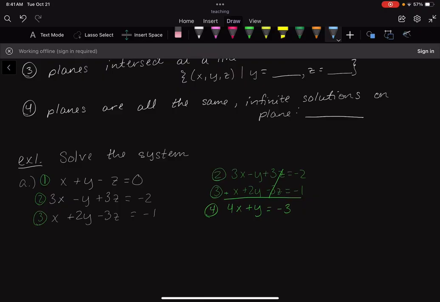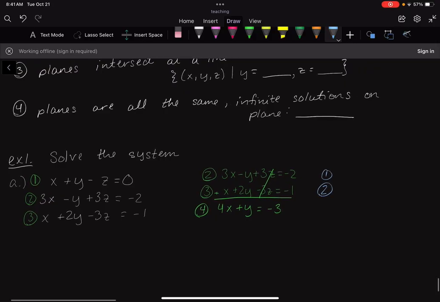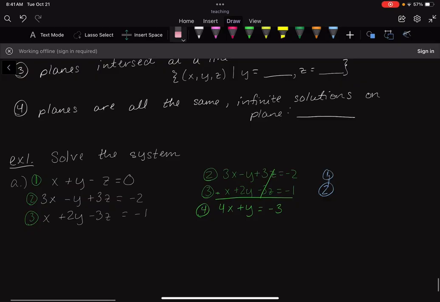Well, if I take 1 and 2, I can do it, but we will have to change the first one a little bit. Here, let me write it down here so that I don't run out of too much space. So now I'm going to take equation 1 and equation 2, and I'm going to again cancel out the z's.